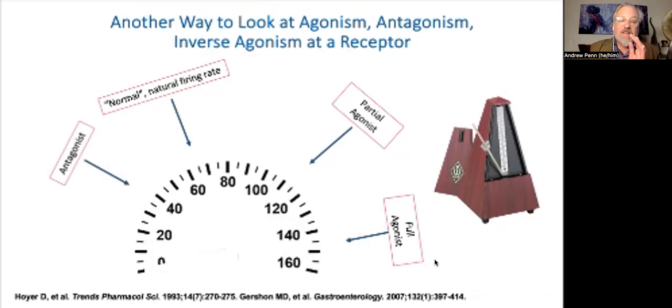Okay. An antagonist, because it's not being activated by the endogenous neurotransmitter, it's still firing, but it's not firing as quickly. Now, the inverse agonist, not firing at all.